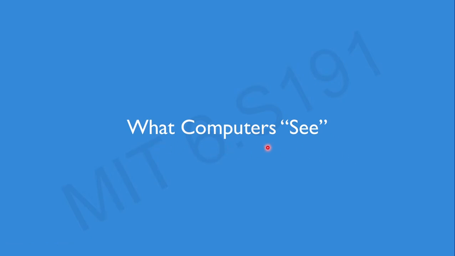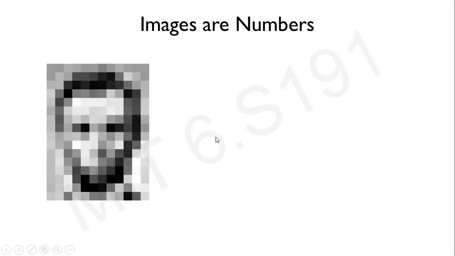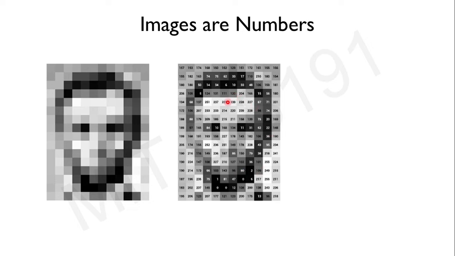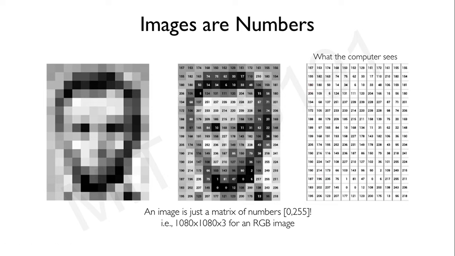So, what does the computer see? How does the computer process an image? To a computer, images are just numbers. Suppose that we have this picture of Abraham Lincoln, which is made up of pixels. This is a grayscale image. Each of these pixels is just a number, and we can represent the numbers as a 2D matrix. So this is how a computer sees an image. Had it been an RGB image, we would have represented it as a 3D matrix.